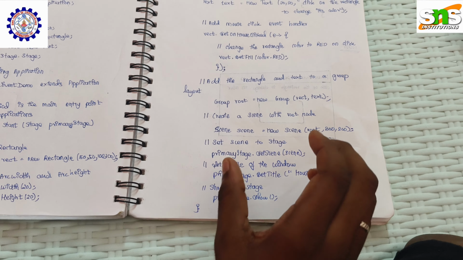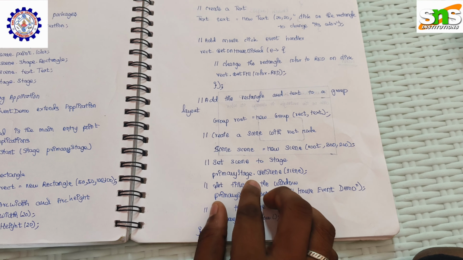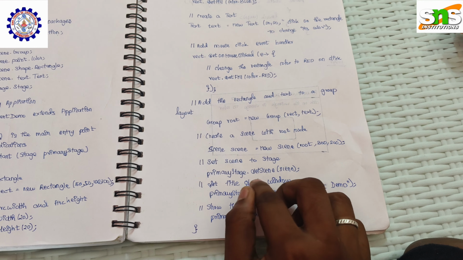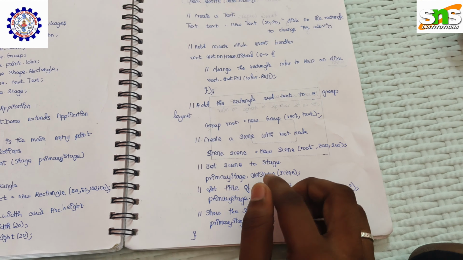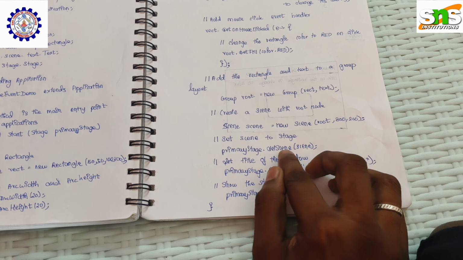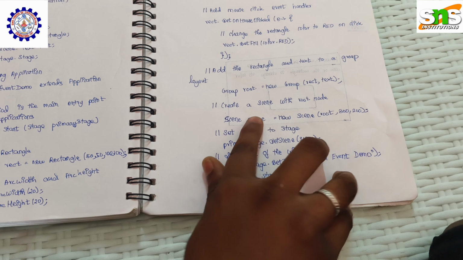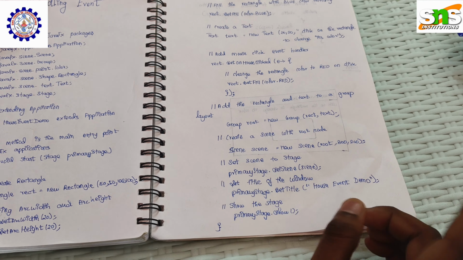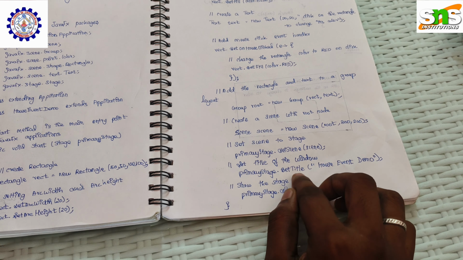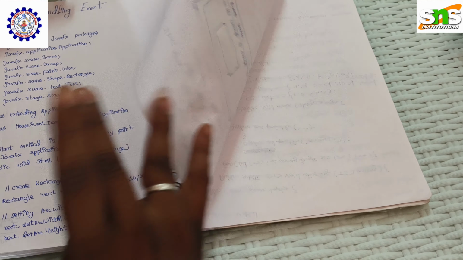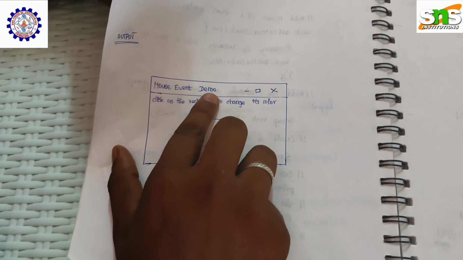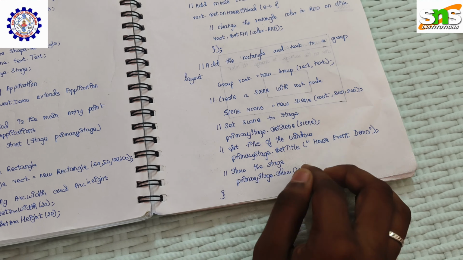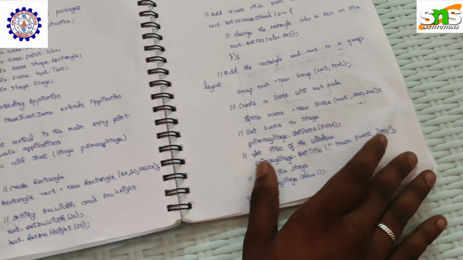Next, we are setting the scene to the stage. primaryStage, which is an object of the Stage class, dot setScene is a method to set the scene to the stage, and inside that method we pass the scene object. So next, we are setting the title of that window. primaryStage.setTitle("Mouse Event Demo"). Here you can see Mouse Event Demo, which is the title. Next, we are showing the stage by the primaryStage.show method.